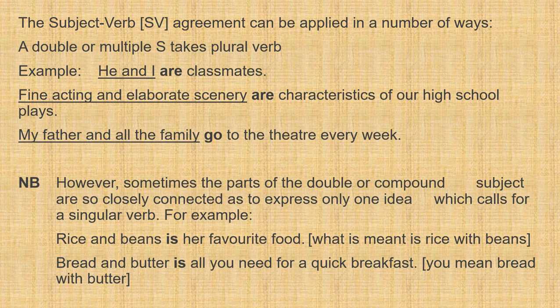However, this is English, and language is dynamic. So rice and beans is her favorite food. Rice and beans is a favorite food. What is meant is rice with beans. So what we're saying is rice and beans together here indicates the notion of singularity, one food item. And so you will not say, because it's joined by and it becomes multiple, rice and beans are my best food. No, you don't do that. Because the notion here is that of singularity, you have to indicate it with a singular verb.